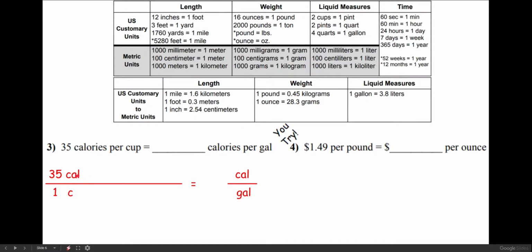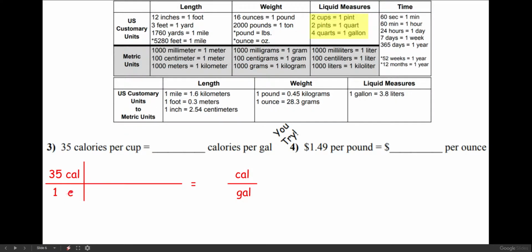Well, calories is good. I'm all set with that. I don't need to change that, but I do need to change the cups to gallons. Where do I do that? That's liquid measures. There is no cups to gallons, but there is cups to pints, pints to quarts, and quarts to gallons. So I need to convert these one by one. So this information right here, I'm going to use that. I'm going to get from cups to pints first.